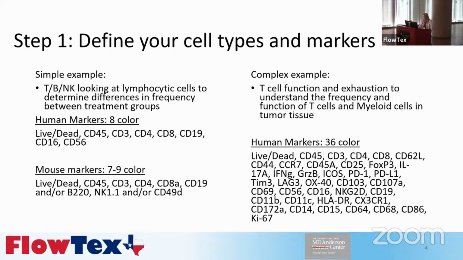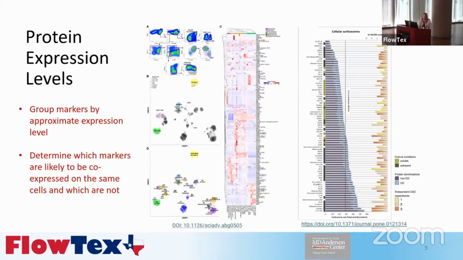And there's an example of a 36-color panel here that just gives you a sense of what a list of markers might look like. Protein expression level is always extremely important to get a sense of as you're planning a panel. There's a lot of data out there on this. It's not extremely well standardized. There isn't a quick and easy lookup that I can give you.